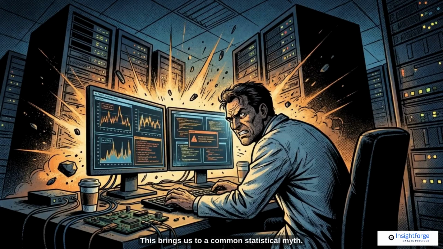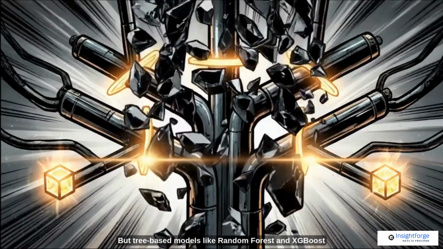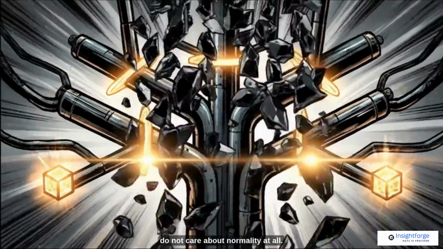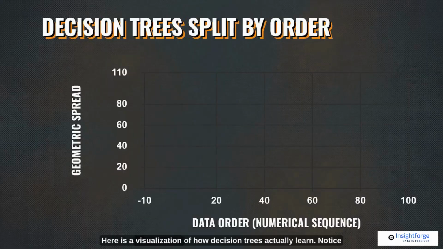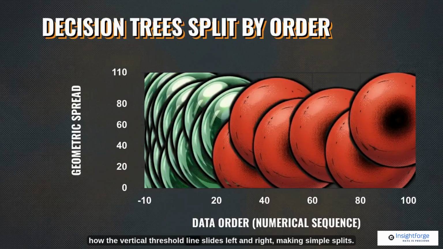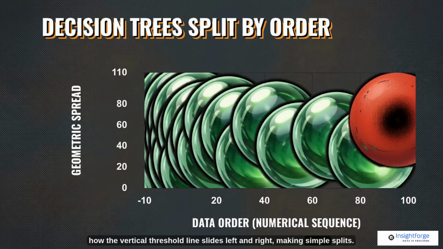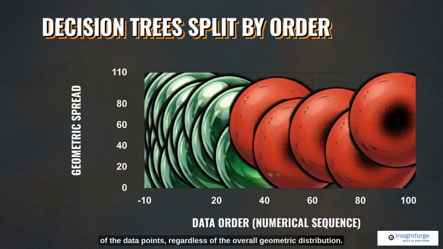This brings us to a common statistical myth. Many beginners believe they need to iron every single feature in their dataset, blindly applying complex math to every column they have. But tree-based models like Random Forest and XGBoost do not care about normality at all. They ignore your data's shape entirely. Here is a visualization of how decision trees actually learn. Notice how the vertical threshold line slides left and right, making simple splits. These splits are based purely on the numerical order of the data points, regardless of the overall geometric distribution.